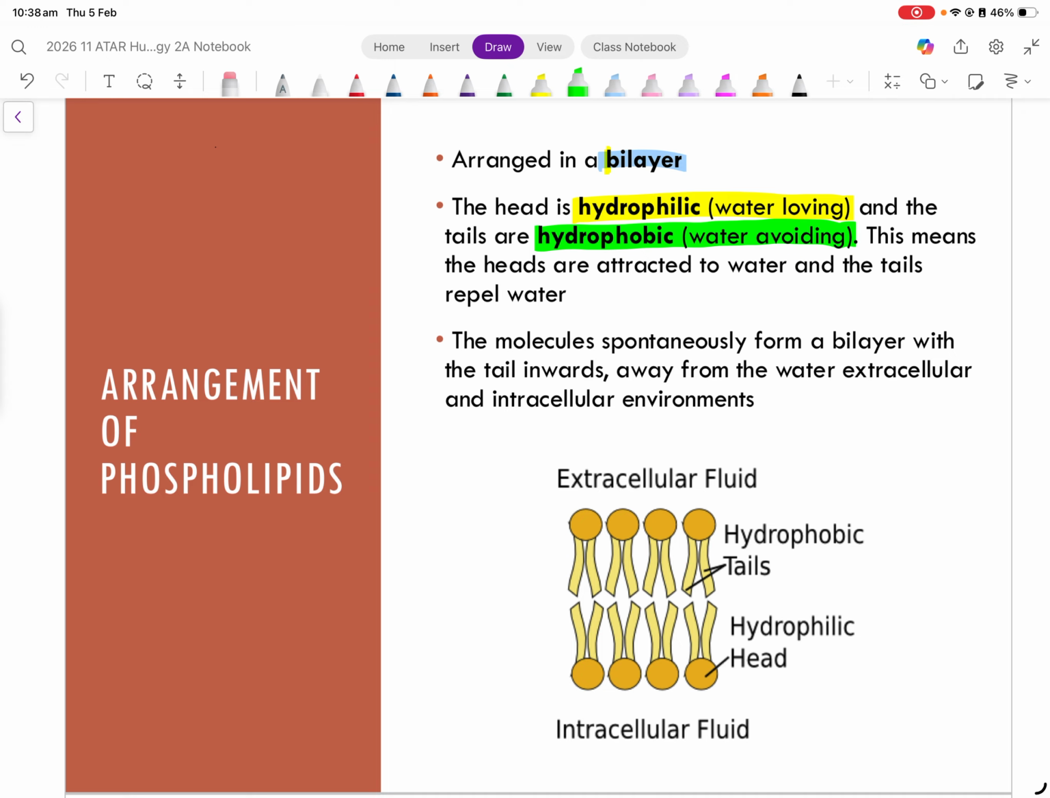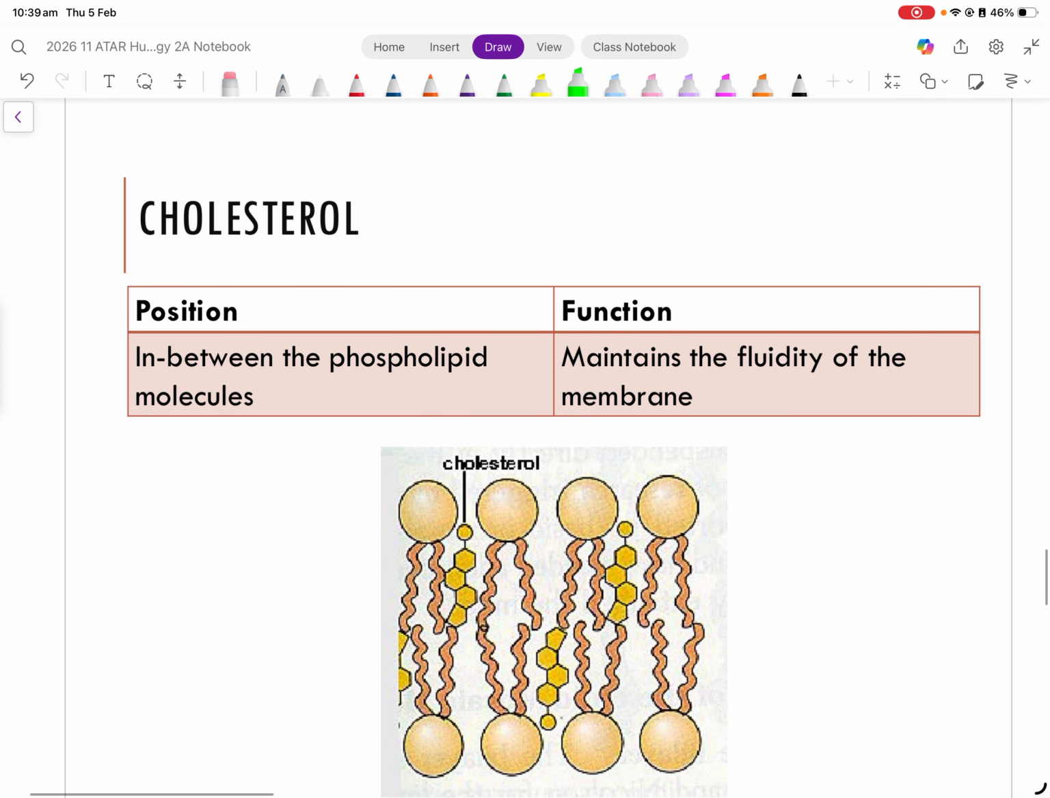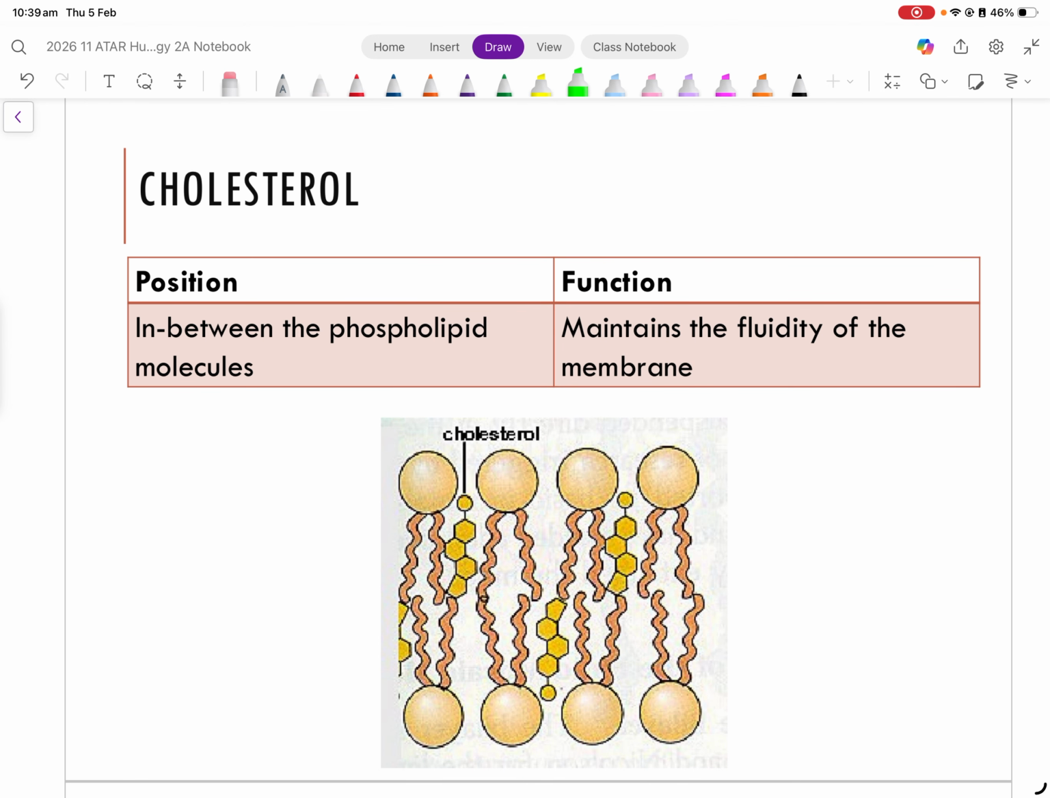And these molecules spontaneously form this bilayer, where the tails face inwards and the heads face outwards, simply because of the composition that we just spoke about: the extracellular and intracellular fluid having a high water composition. Now, our cell membrane is not just made up of these phospholipids, right? We saw in our diagrams earlier that we've got lots of other pieces, so let's gradually fill in the puzzle now.